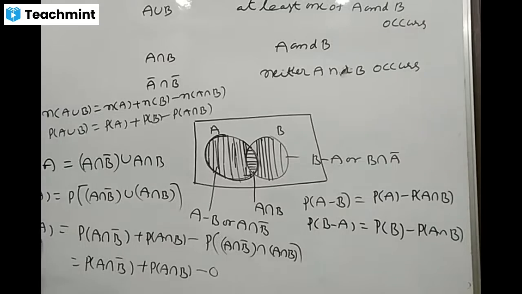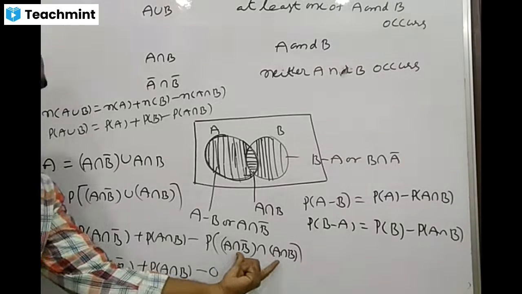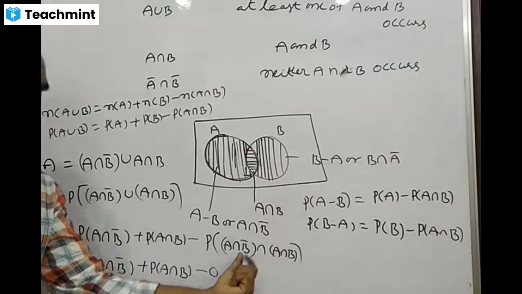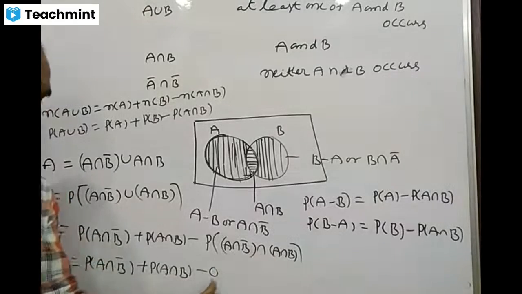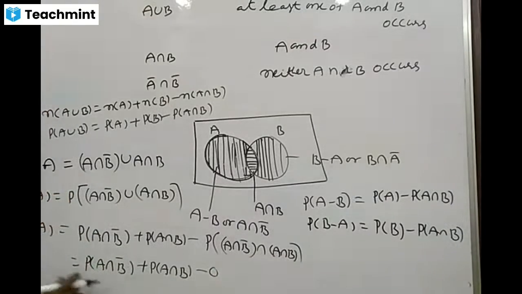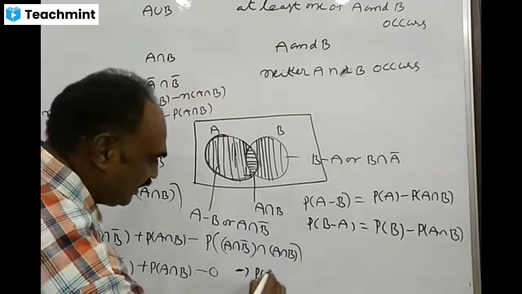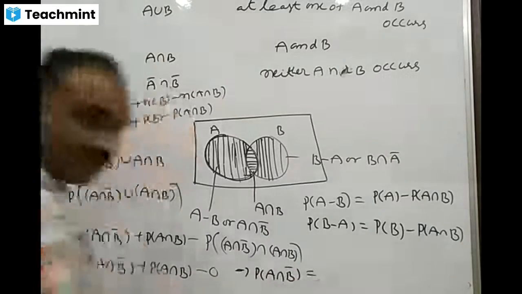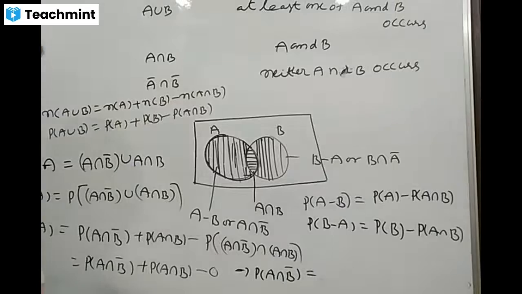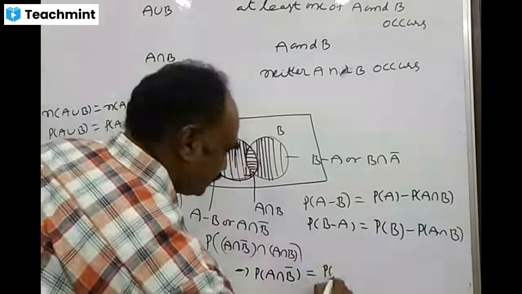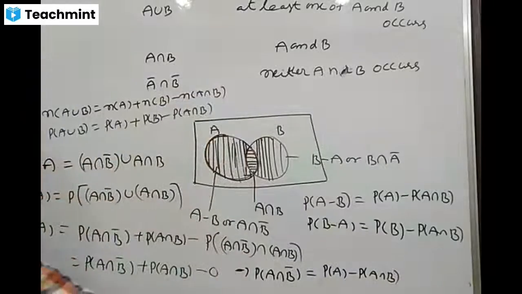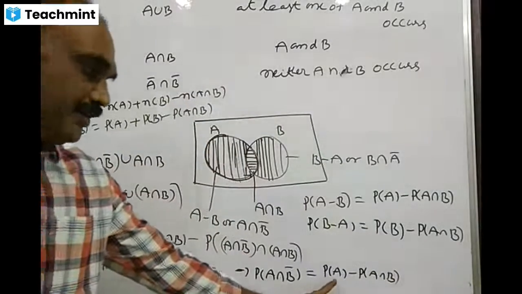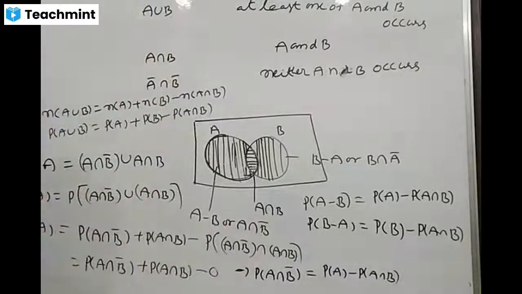So here these two are mutually exclusive events. These two have no common elements. So it is an impossible event, probability is 0, minus 0. So this implies P of A intersection B bar is equal to P of A minus P of A intersection B. Therefore, P of A minus B is equal to the formula P of A minus P of A intersection B.